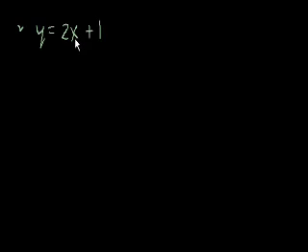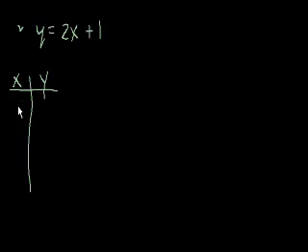So if, say, x equaled 1, then y would be 2 times 1 plus 1, or 3. So for every x that we can think of, there is a corresponding y. So let's do that. Let's put a little table here, x and y. And let's just throw out some random numbers for x.